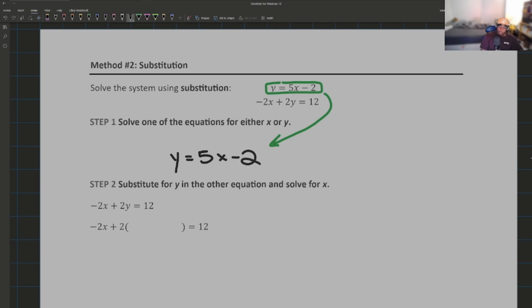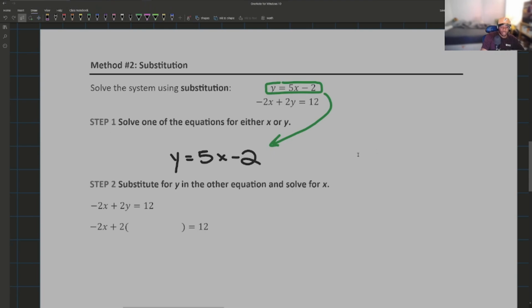Is that a number value? No, but we will be able to use that to find a number value once we get to the second step. So if you are given an equation where one of the variables is already solved for, whether it's in slope-intercept form and y is by itself, or the equation has x by itself, substitution is going to be the way you want to tackle that system because it's set up to solve with substitution most easily.